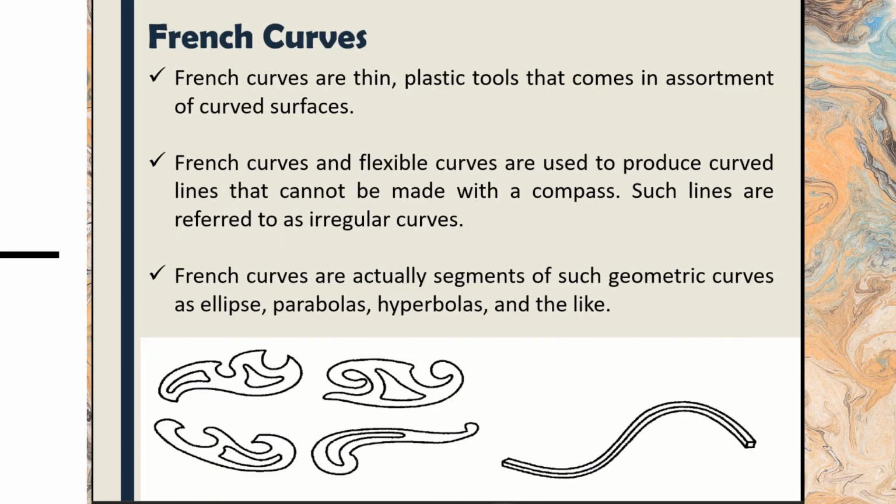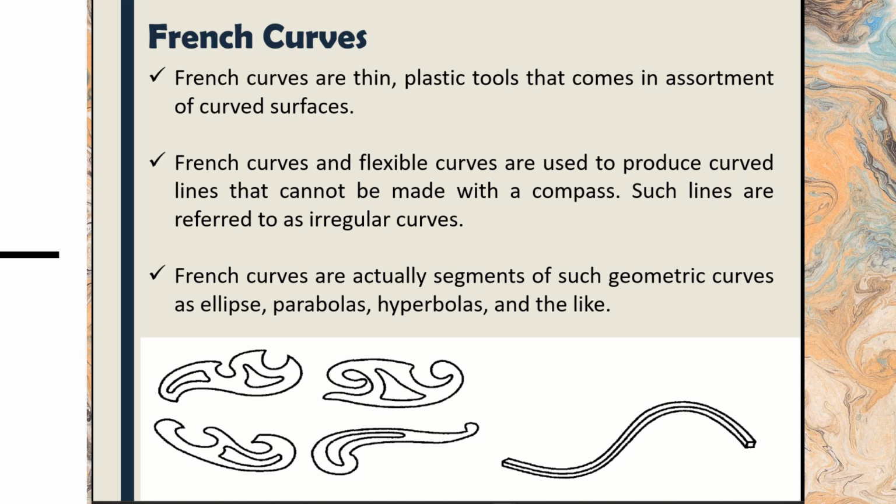Also, we have French curves. French curves are thin plastic tools that come in an assortment of curved surfaces. French curves and flexible curves are used to produce curved lines that cannot be made with a compass. Such lines are referred to as irregular curves. So basically, we use French curves to draw irregular curves that cannot be drawn with the aid of a compass.